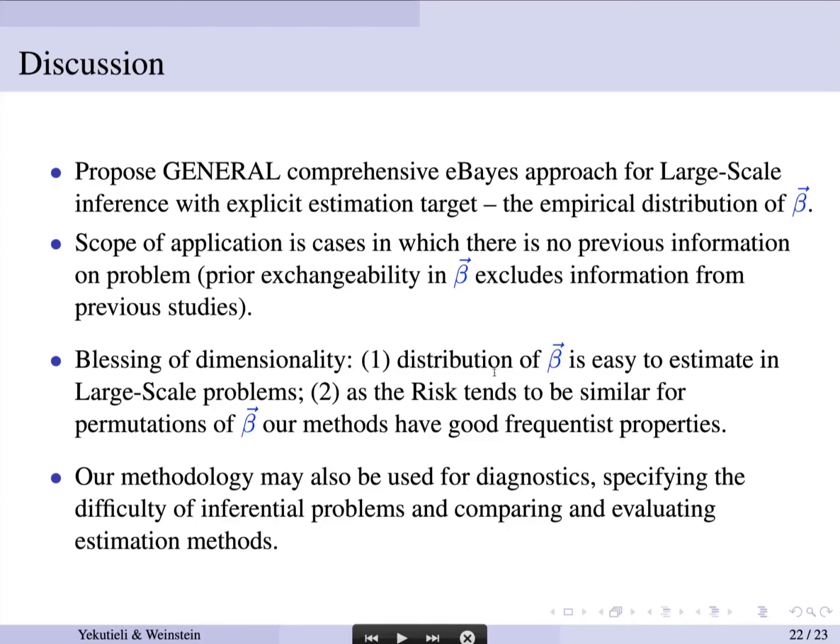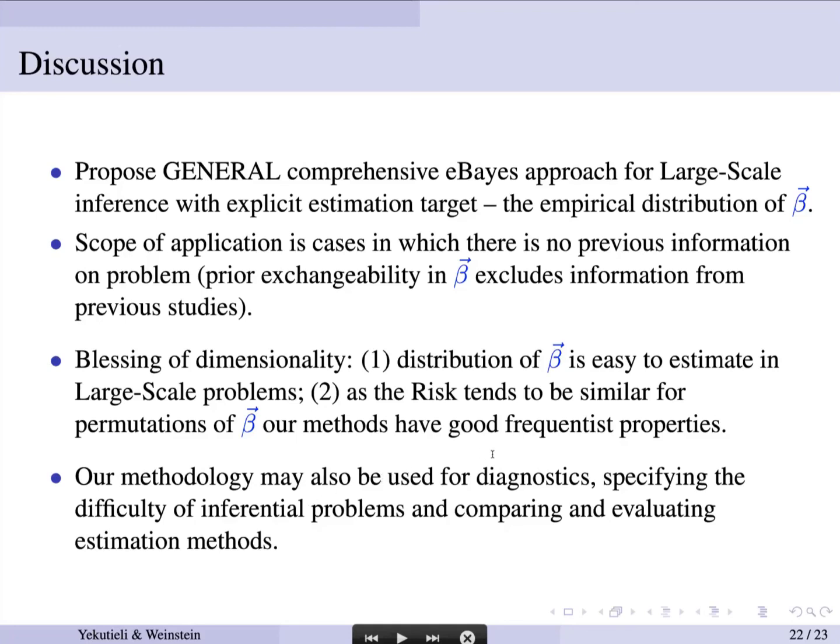Okay, why does this work? Blessing of dimensionality. The distribution of beta is easy to estimate in large-scale problems. So this is one point. The fact is it works. As the risk tends to be similar for permutations of beta, our methods have good frequentist properties. It works because it's a high-dimensional problem.